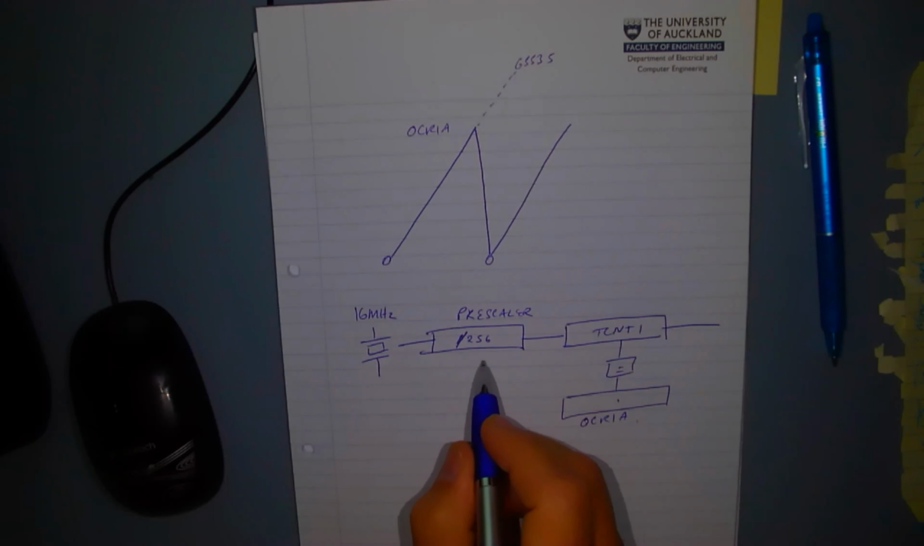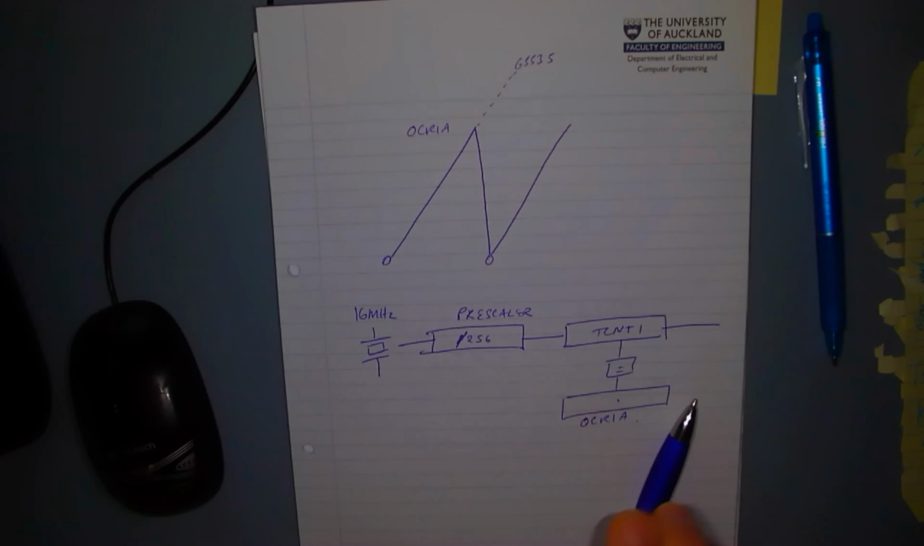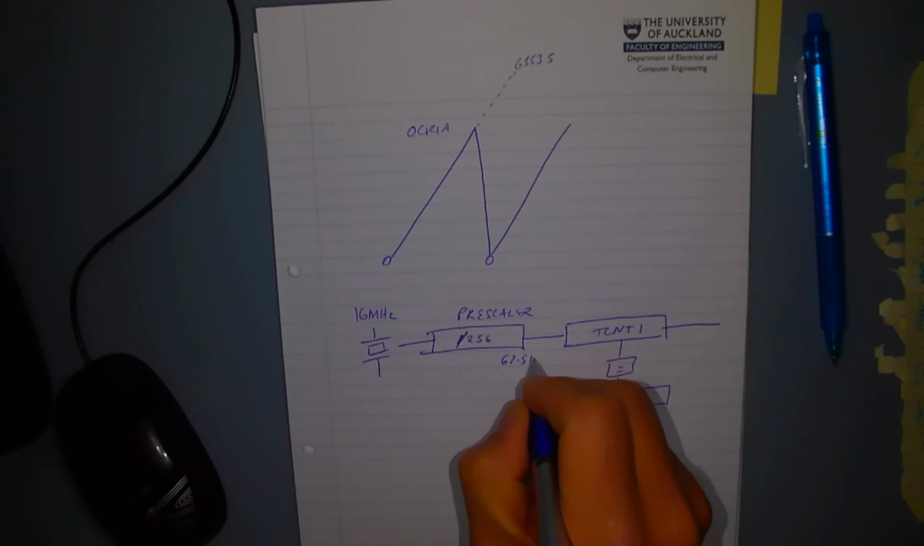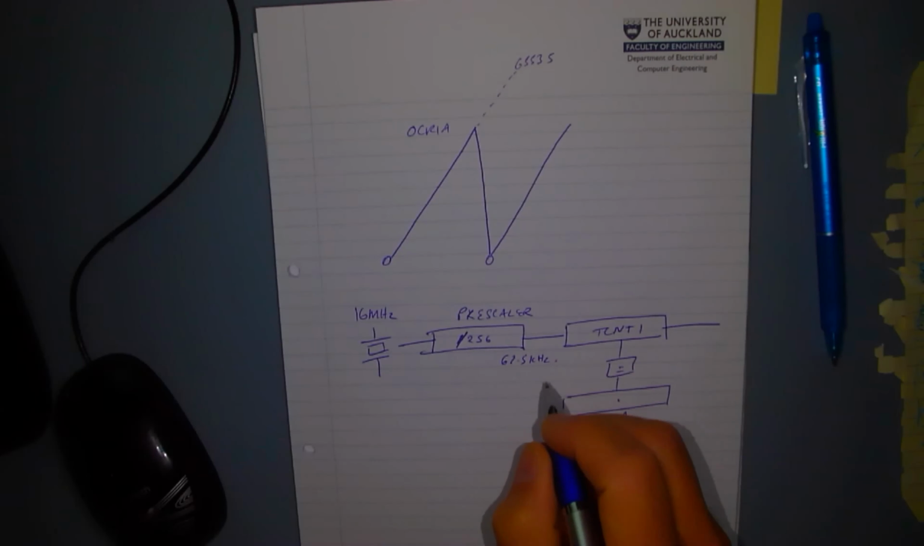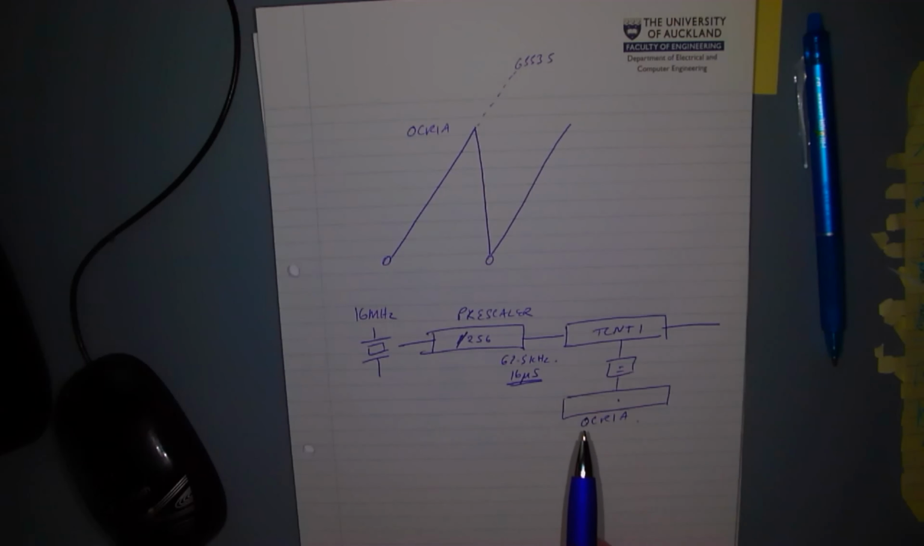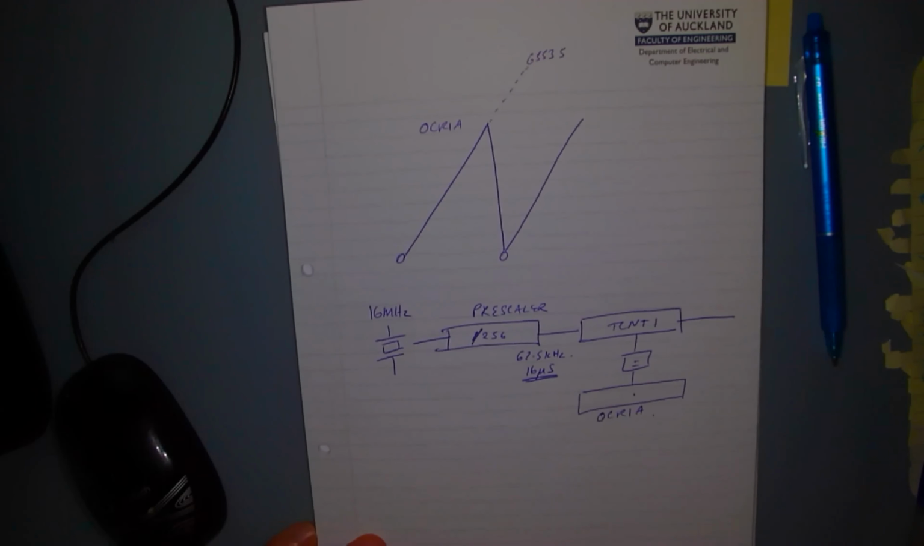So let's just have a little think about this. We've got 16 divided by 256. Well, we know some of these values already. So 16 megahertz divided by 256 is 62.5 kilohertz, okay, which is a clock pulse of 16 microseconds. So what I'm going to do is find a number such that 1 second divided by 16 microseconds will give me some value. So let's just have a look at that.